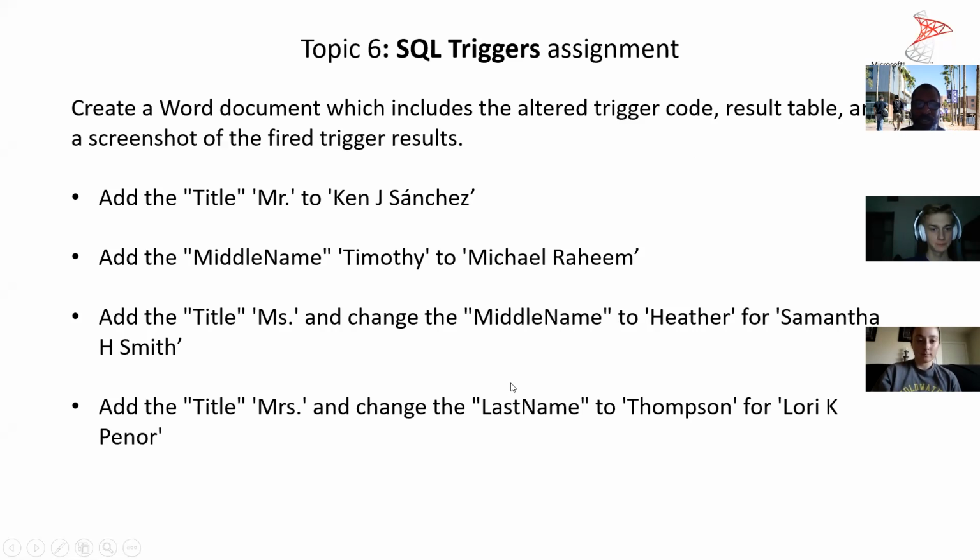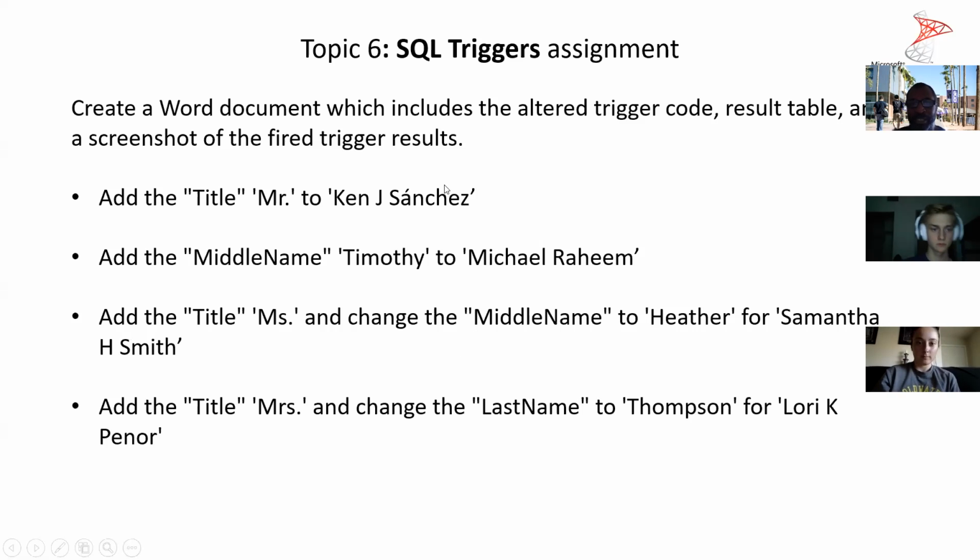So you're going to change the middle name, or add a title and change the middle name of Heather to Heather for Samantha H. Smith. You're going to add the title Mrs. and change the last name Thompson to Laura K. Penor. Okay, so those are the actions that you're going to perform.